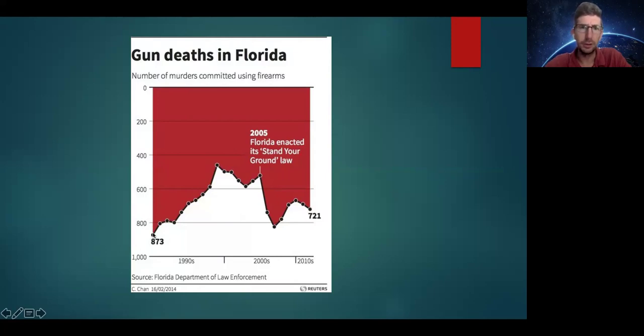So actually gun deaths were decreasing over time before this law was enacted. And then once it was enacted, they actually jumped up from only roughly 450 deaths in 2004 to almost 800 in 2005, 2006. So again, misleading data.